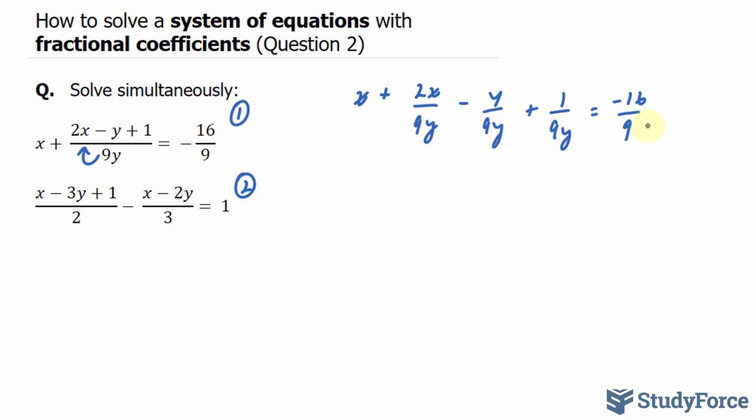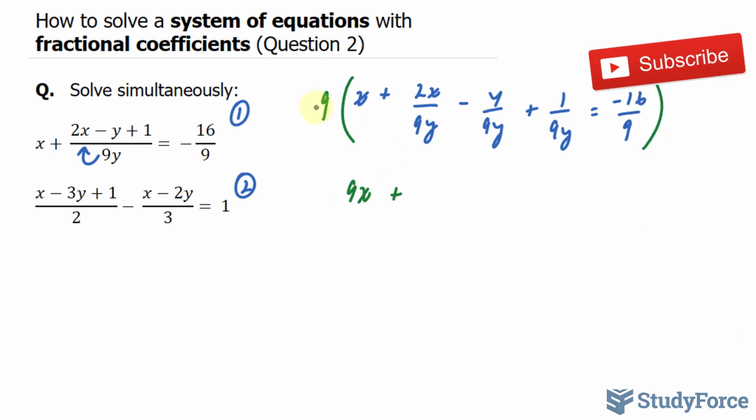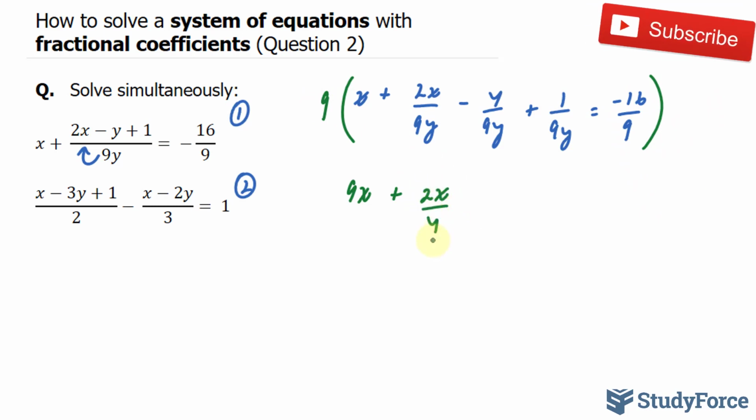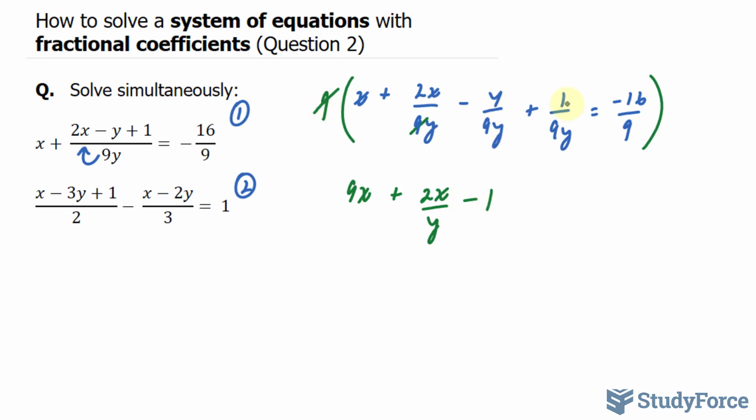I want to clear the denominator. We have 9's all across except for this term. So if I multiply this all by 9, here's what happens. We end up with 9 times x is 9x plus 9 times 2 divided by 9 is equal to 2x over y. This 9 and this 9 cancel out. 9 times y over 9y, this 9 and this 9 cancel out, and the y and the y cancel out, leaving us with minus 1. 9 times 1 over 9 gives us positive 1 over y. And 9 times negative 16 over 9 is equal to negative 16.